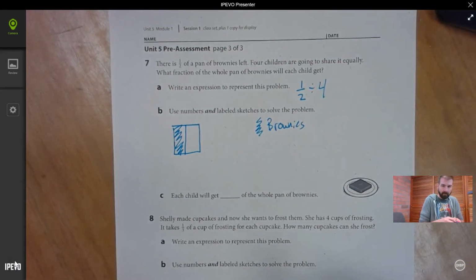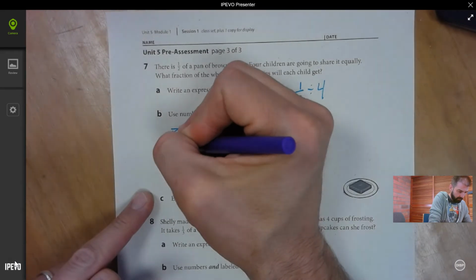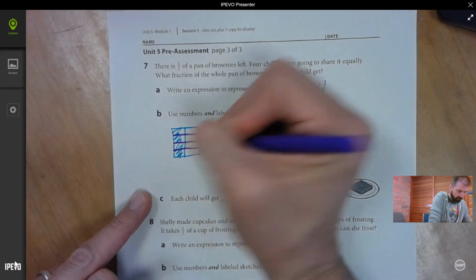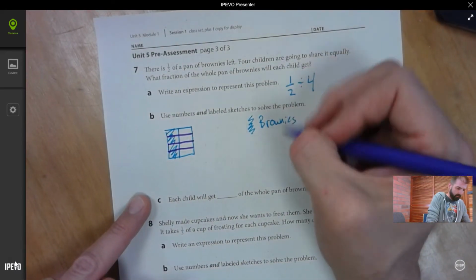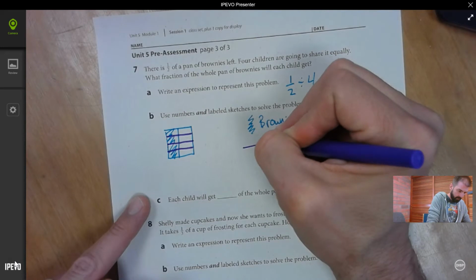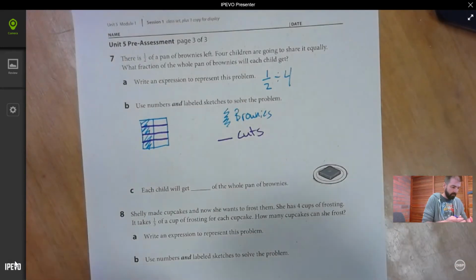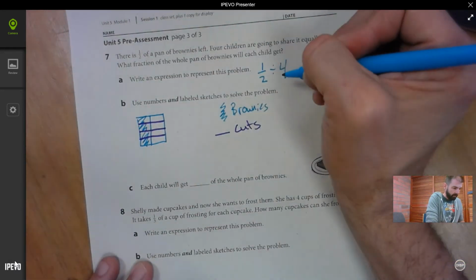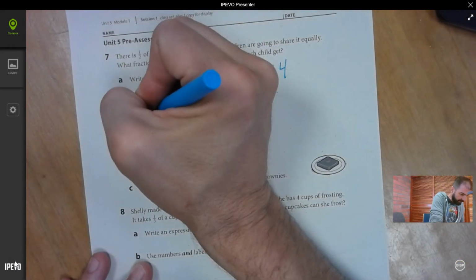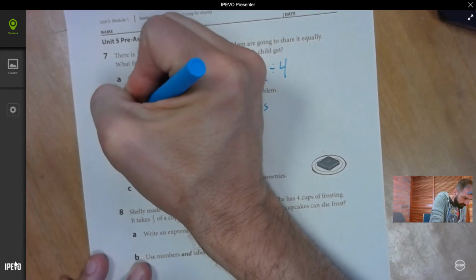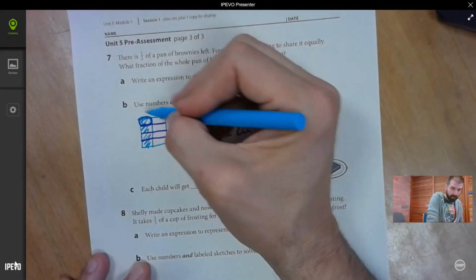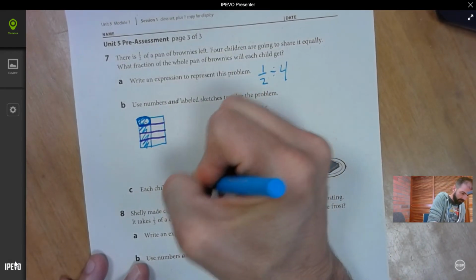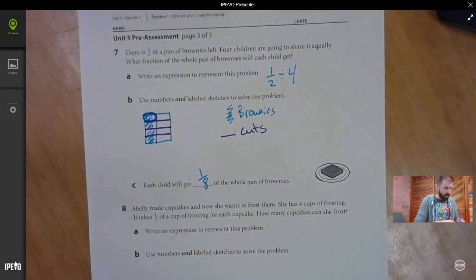And I'm going to cut these brownies up into 4 equal parts. Okay. So these are my cuts. And they're saying, each child, so this is 1 serving right here. That's a serving. So each child is going to get 1, 2, 3, 4, 5, 6, 7, 8, 1/8 of the whole thing. Numbers, sorry.